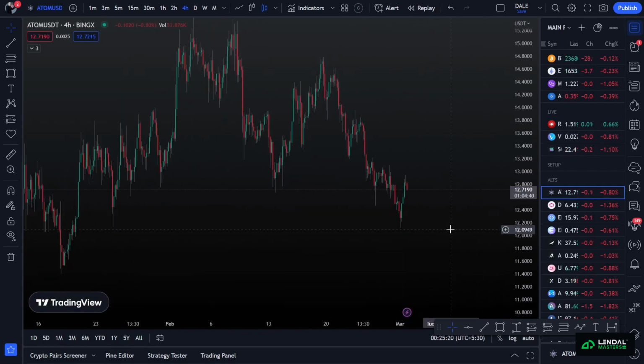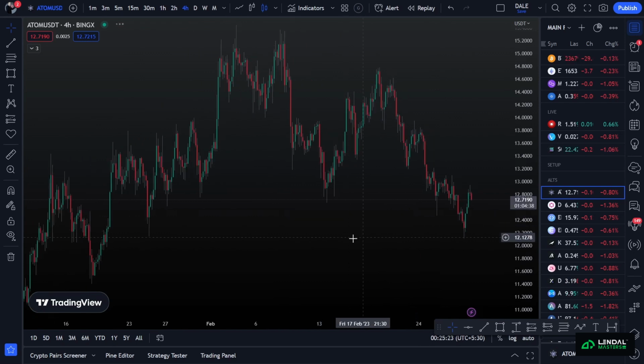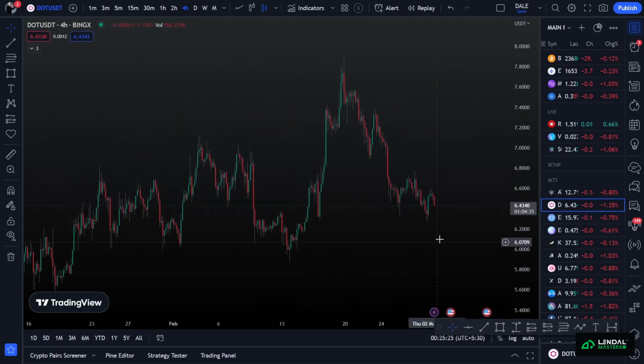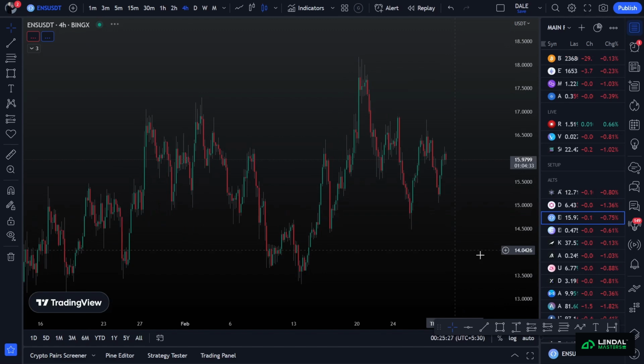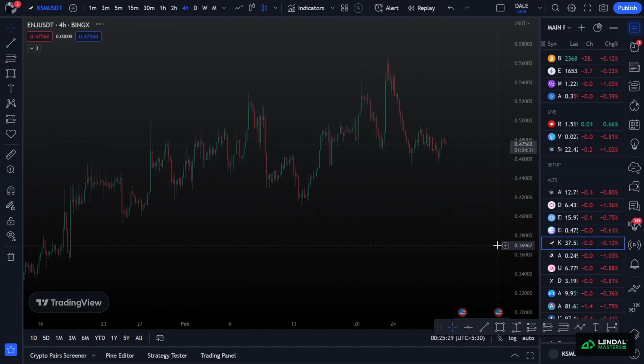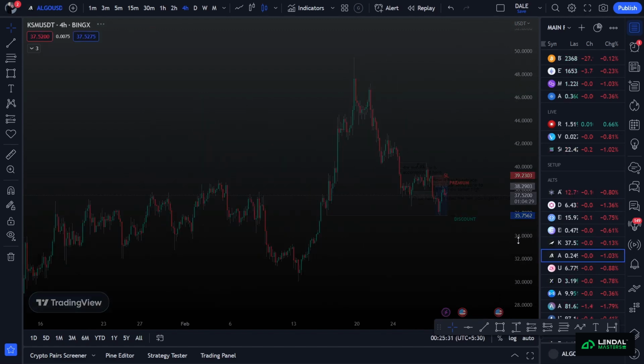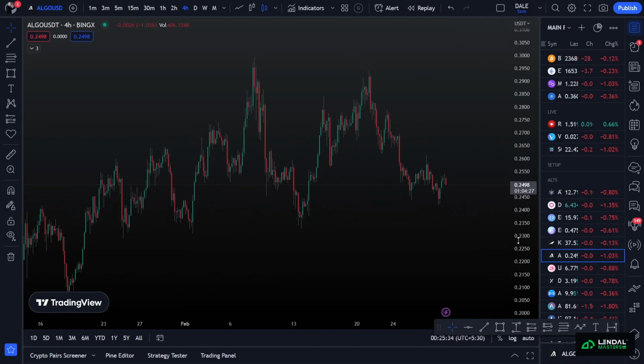So Atom, we do have the same one. Dot, almost the same. Let's check if we could possibly get one trade setup.